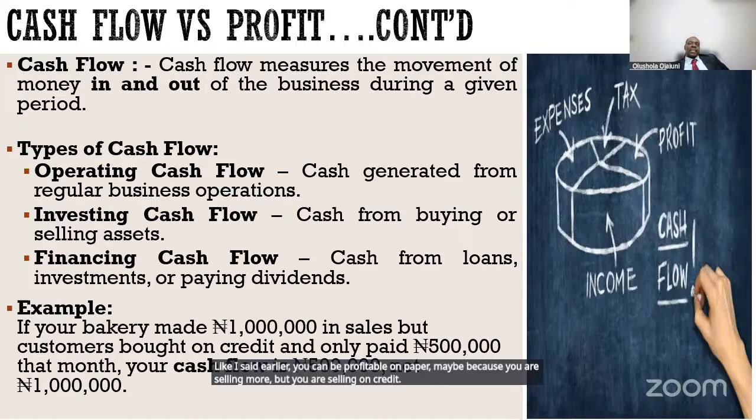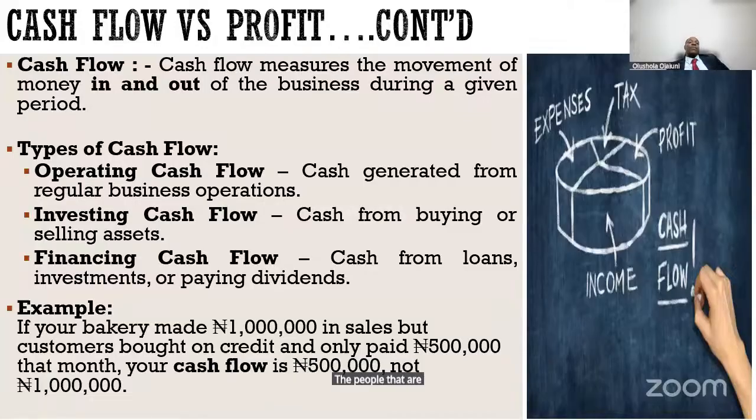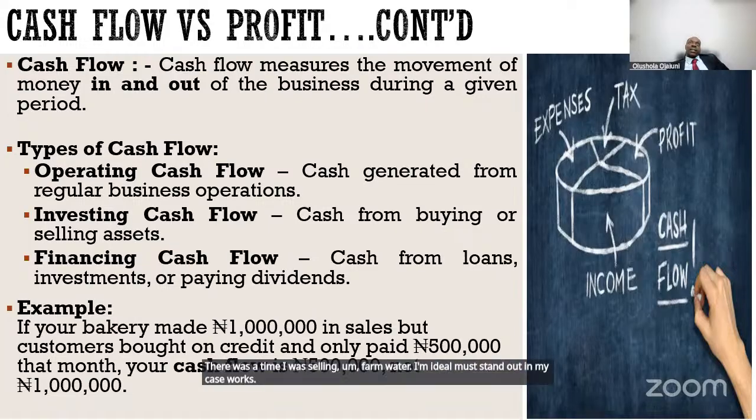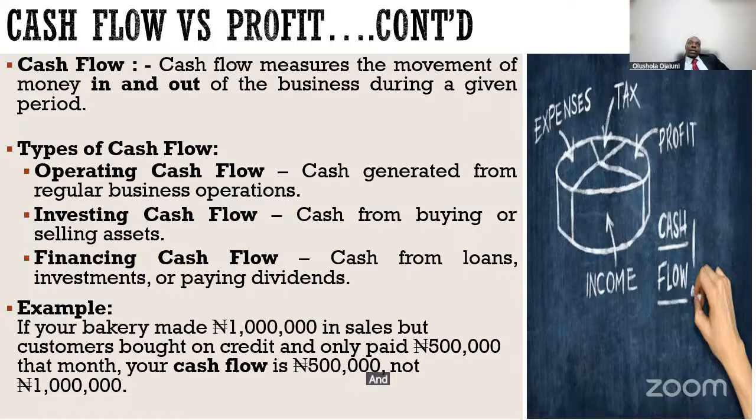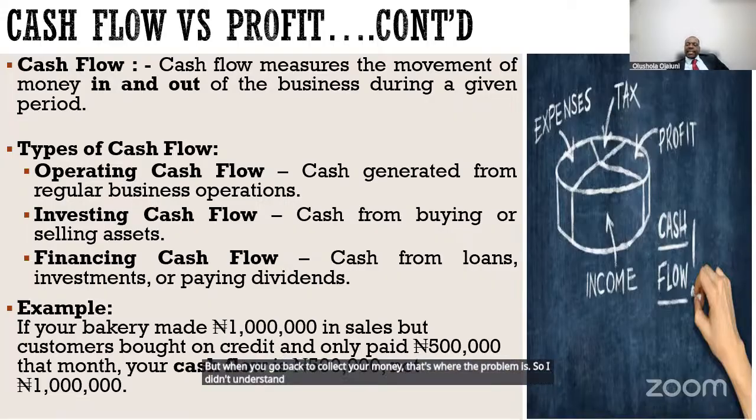You are selling more, you are selling on credit. And even to get back your money from the people that are owing you, you even have to spend some other money. There was a time I was selling palm oil, and I didn't understand how the market works. I didn't know that you have to drop your wares with the channel you are using to sell. You drop your wares with them, and you come back for your money. Anytime it now became the burden, they will collect it. When you bring your wares, they will collect it. But when you go back to collect your money, that's where the problem is. So I didn't understand the dynamics of the market at that time.